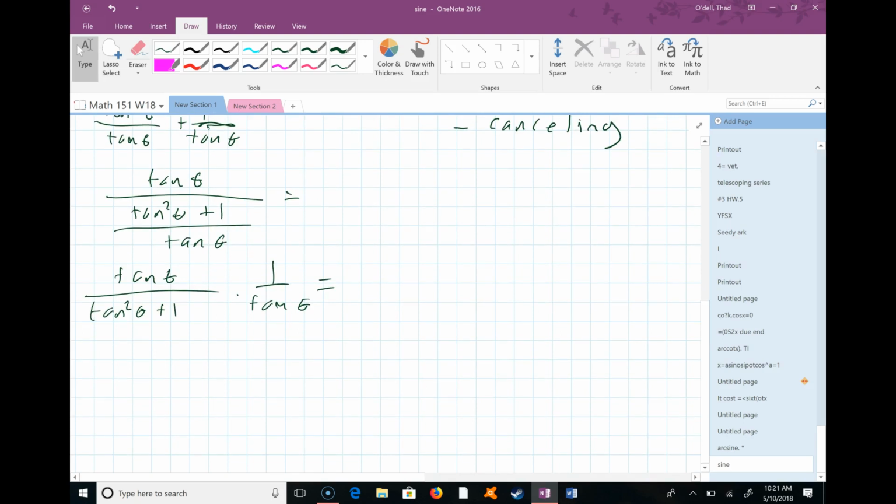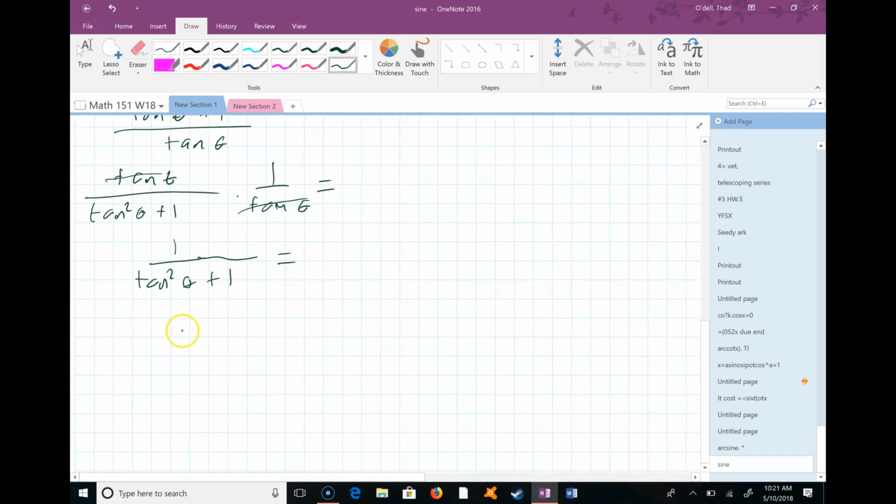Now the tangents can cancel, right? Because tangent is a factor of the top, tangent is a factor of the bottom. So these things will cancel. And I'm left with 1 over tangent squared theta plus 1, which is not that exciting, except for, is there some trig identity that can help me out here? That is secant squared, isn't it? So this would be 1 over secant squared theta.